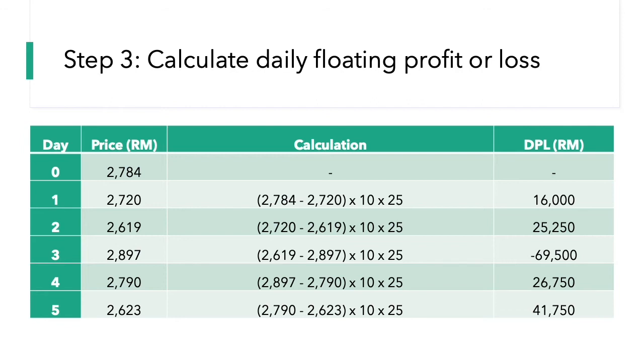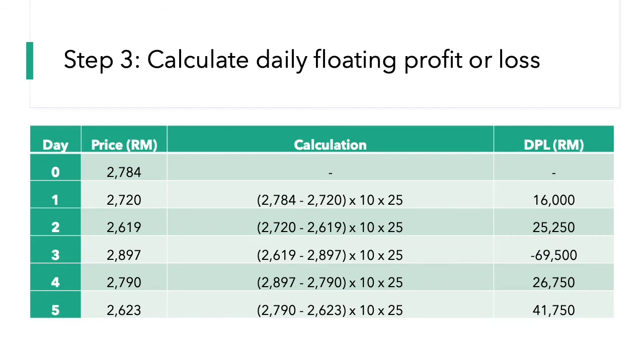So to calculate the floating profit or loss for FCPO, the formula is selling price minus buying price times 10. This is the number of futures contracts, times 25. This is the size of the FCPO contract. So selling price and buying price are based on your speculation strategy. So you start by selling, that means price day 0 is the sell, price day 1 is the buy.